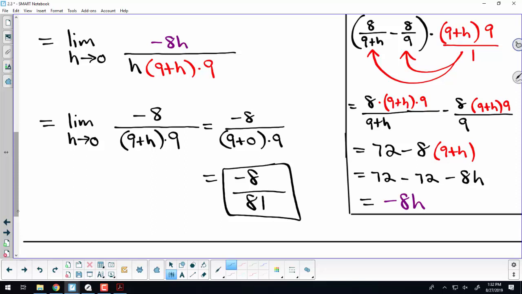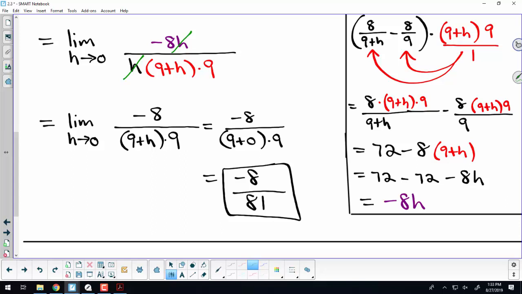So when you get to this, you just plug in 0 for all the h's? Correct. So why wouldn't the 8h be 0? Because this h and this h canceled out. Oh, so it's 1. Yeah.